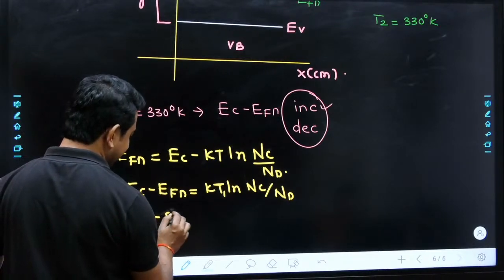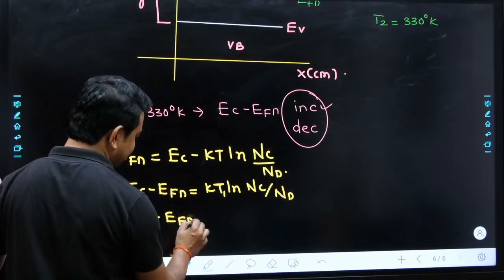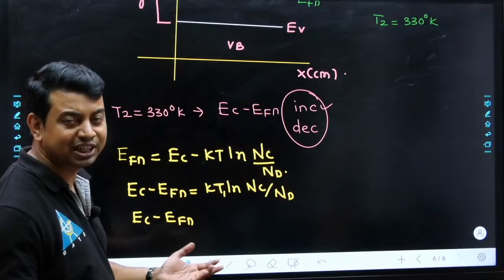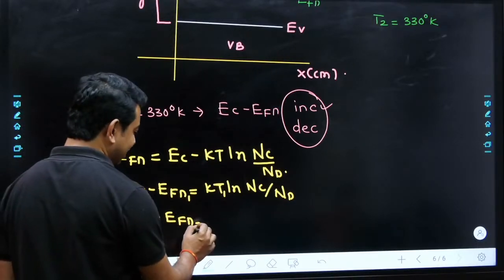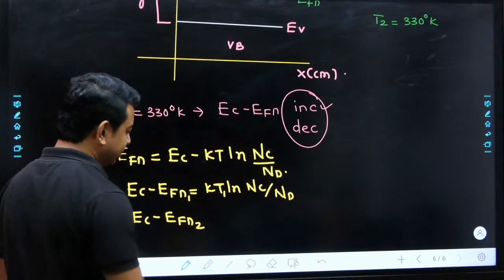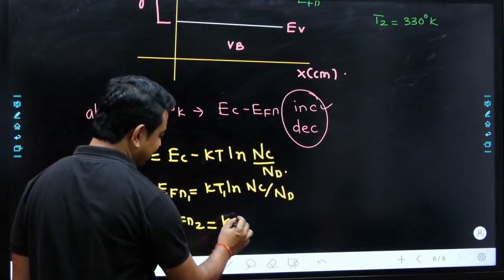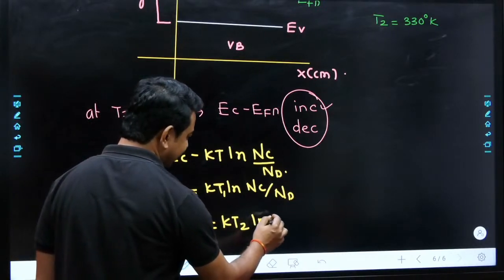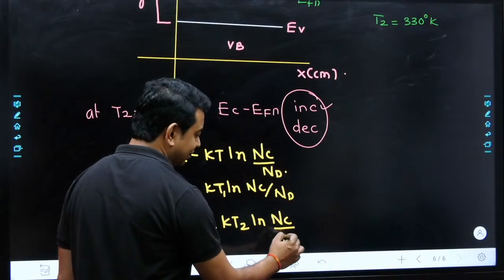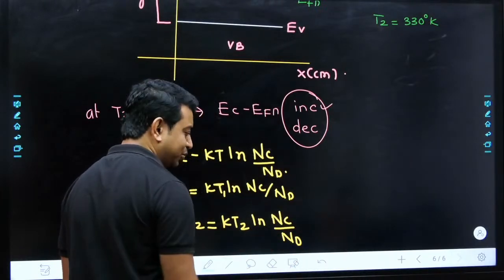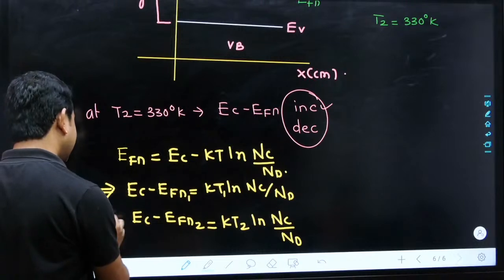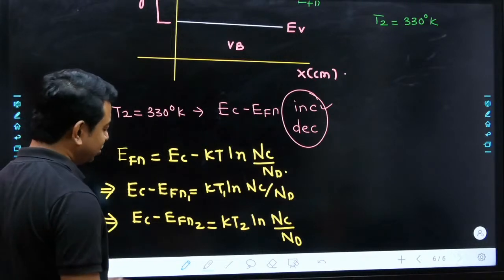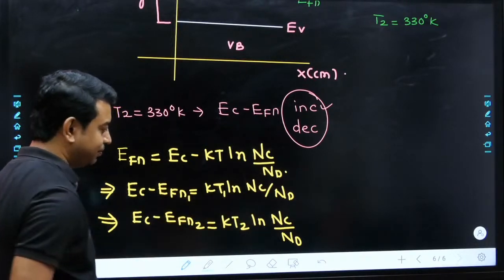For temperature T2 we can write EC minus EFN. Since the Fermi energy level is changing its position, we write EFN1 and EFN2. The formula can be written as EC minus EFN2 equal to KT2 ln Nc divided by Nd. We are not changing the donor atom concentration, so in the first one and in the second one, the donor atom concentration will be equal.